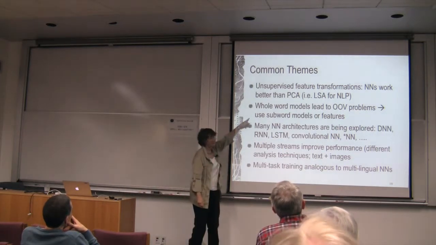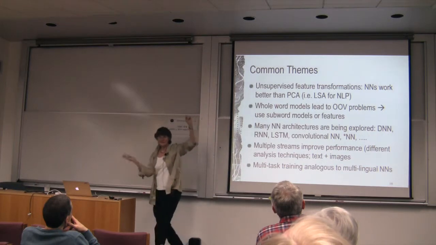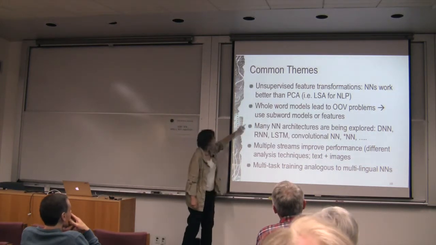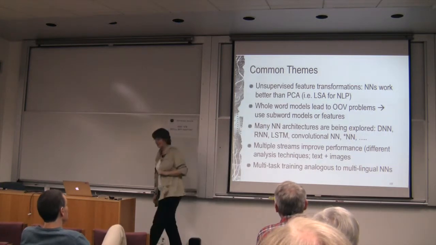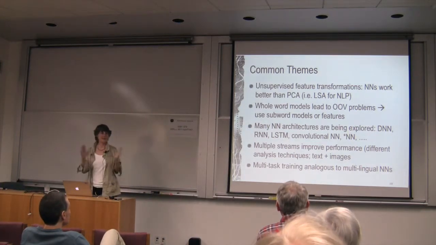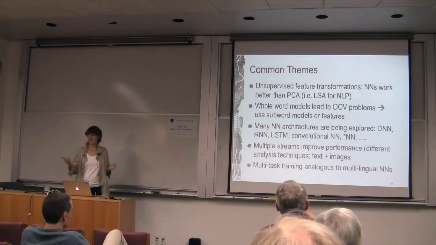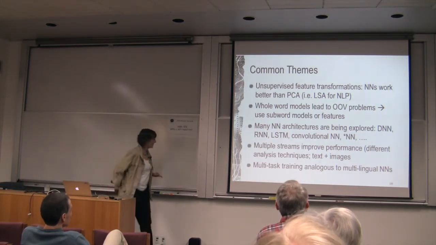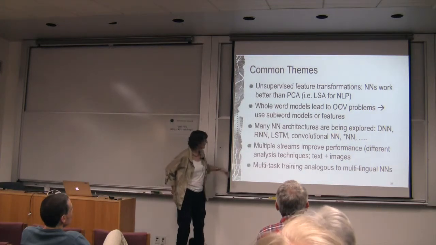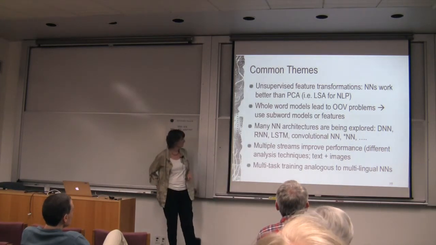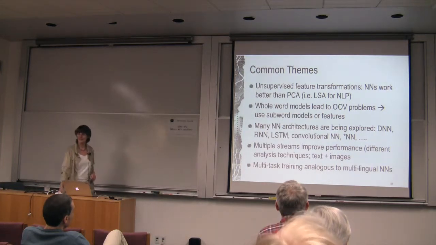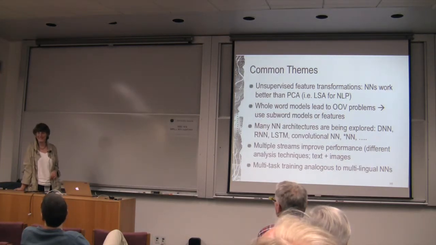Whole word models kind of are a problem. We learned this back in speech recognition a long time ago. Many neural net architectures are being explored right now. The same thing is happening, as Steve pointed out, with star NN, and that's all over the acoustic world. Multiple streams help. Morgan would not be surprised at this. It's true for language, not just speech.